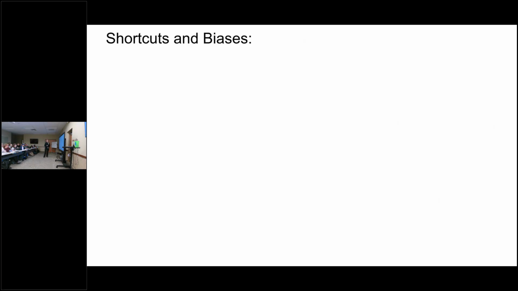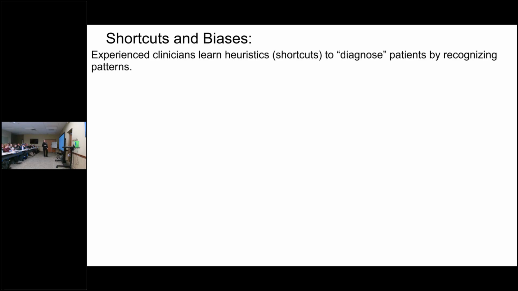So, shortcuts and biases. A lot of clinicians over time come up with shortcuts to diagnose patients. Hey, I've seen a patient that looks like this before, so this is probably what's happening with them, right? Just making those assumptions based on what we've seen in the past. And that's called heuristics. Those are shortcuts to diagnose patients. But these shortcuts do have their limitations.